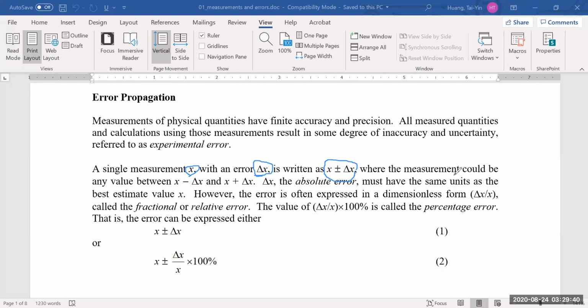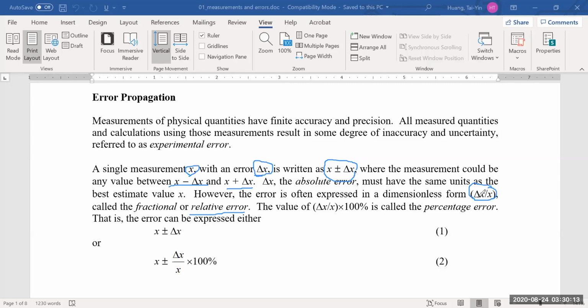The measurement could be any value between x minus delta x and x plus delta x. Delta x in this context is called the absolute error, which will have the same unit as your measurements. If we divide delta x by x, this term we call the fractional or relative error. Usually we just call that its fraction.